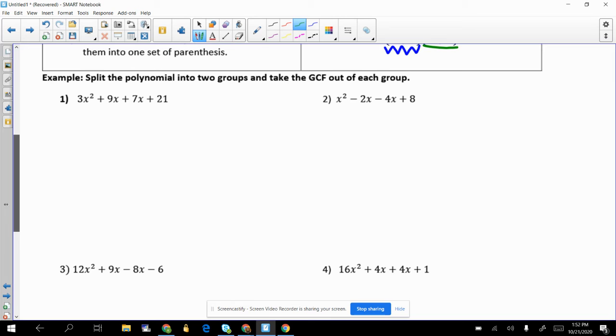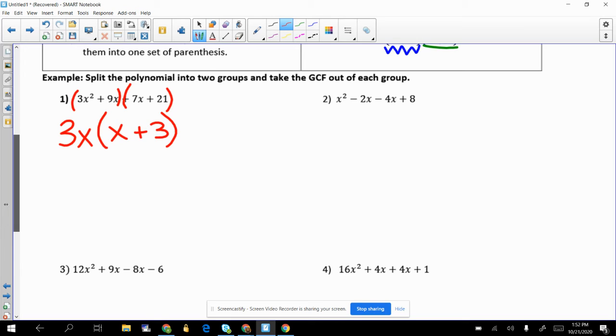And in this first one, you're going to group, and then look at your first group and see, okay, what can we take out of 3x squared plus 9x? And I know I can take out a 3 from 3 and 9, and I also know I can take out an x from x squared and x. So I'm going to take out a 3x. And then when I do that, 3x squared divided by 3x will leave you with x, and 9x divided by 3x will leave you with 3.